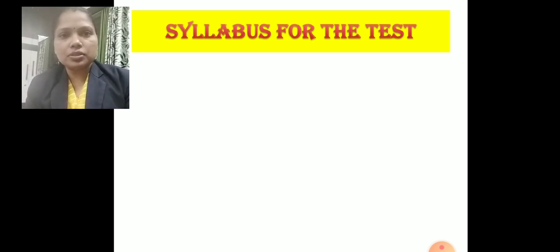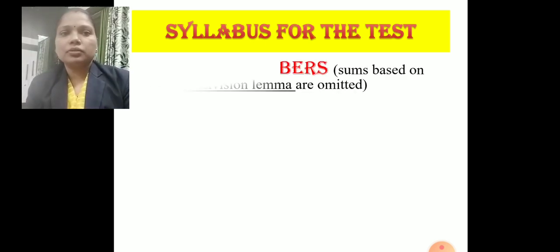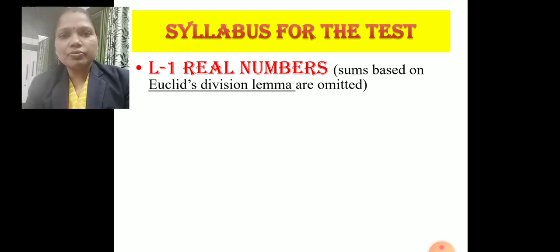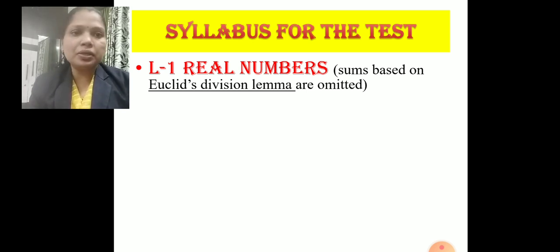Now I am going to explain the syllabus for the test. Everyone is aware of the syllabus, right? Yes or no? Yes. We have a total of 4 lessons here. The very first lesson is what? Yes, real numbers. From real numbers, CBSE has deleted some portion. So whatever the deleted portion is, that only I'm telling you, right? That part we are not going to study at all for this exam. Got it? Sums based on Euclid's division lemma are completely omitted.